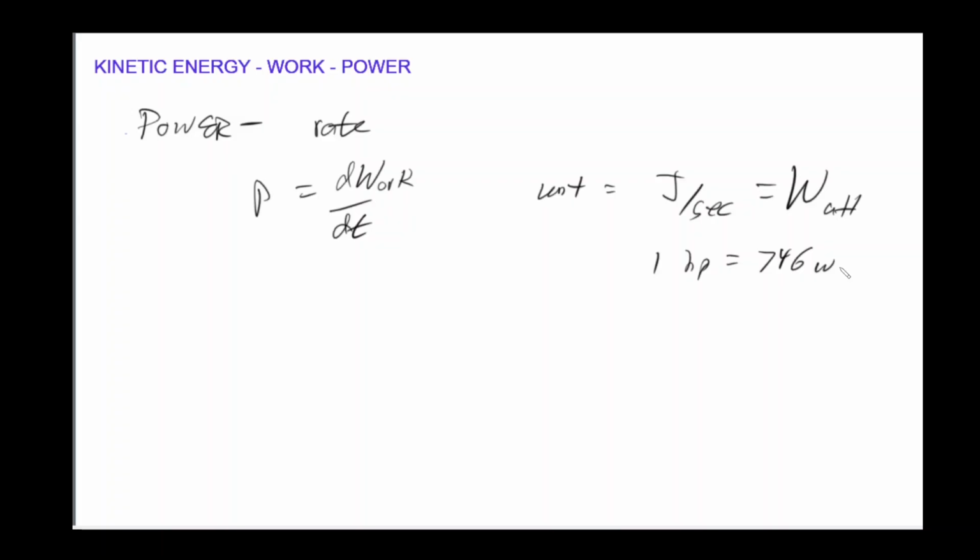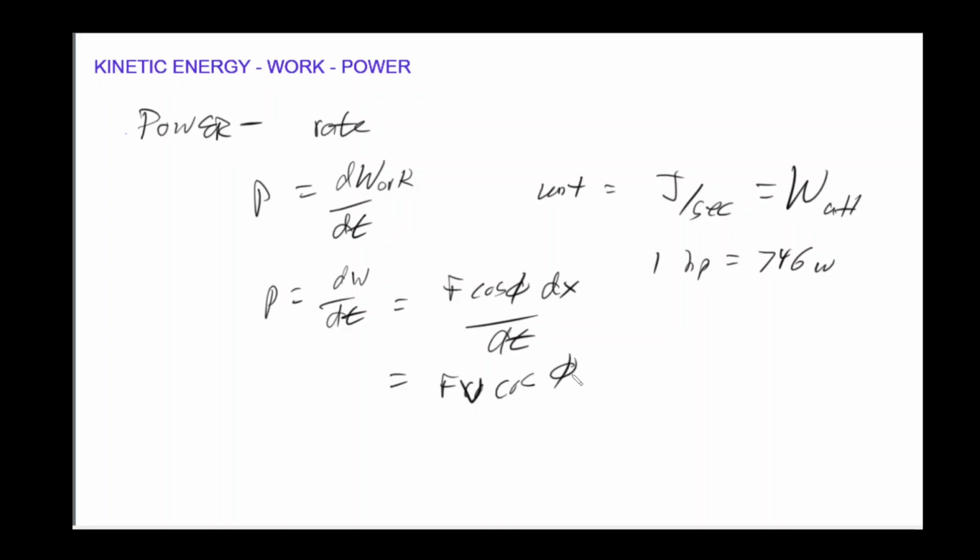So since we know what work is, we get power is equal to d/dt of work, which is equal to F cosine phi dx/dt, which is equal to F v cosine phi. Or power is equal to F dot v, which is the dot product.